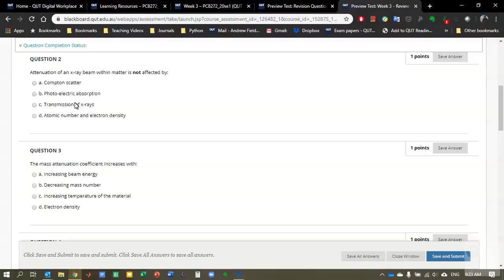Photoelectric absorption will also contribute to the attenuation. Atomic number and electron density do affect the amount of attenuation that we get. So transmission, this question was really about making sure you understand the difference between transmission and attenuation. So the answer is transmission. These are the X-rays that pass through without interacting in our material. All the others are related to attenuation.